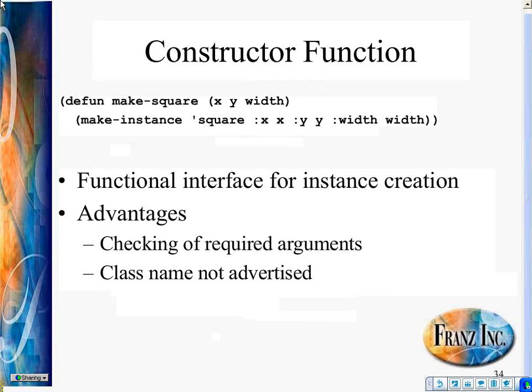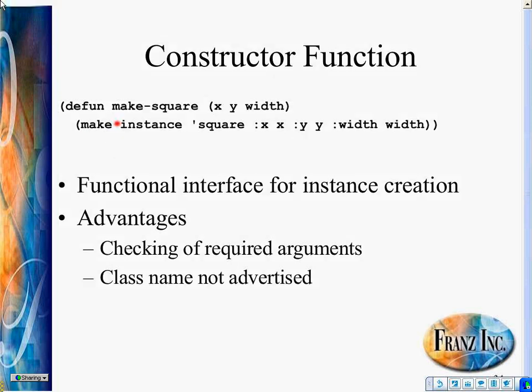Now, it is strongly recommended that for classes that you are going to create instances for, you create what's called a constructor function. And here we're defining the function make square. That's the typical name of a constructor function. It's getting 3 arguments, x, y, and width. And then it calls make instance with the argument square as the name of the class, and then :x, the value of x, :y, the value of y, and :width, the value of width.